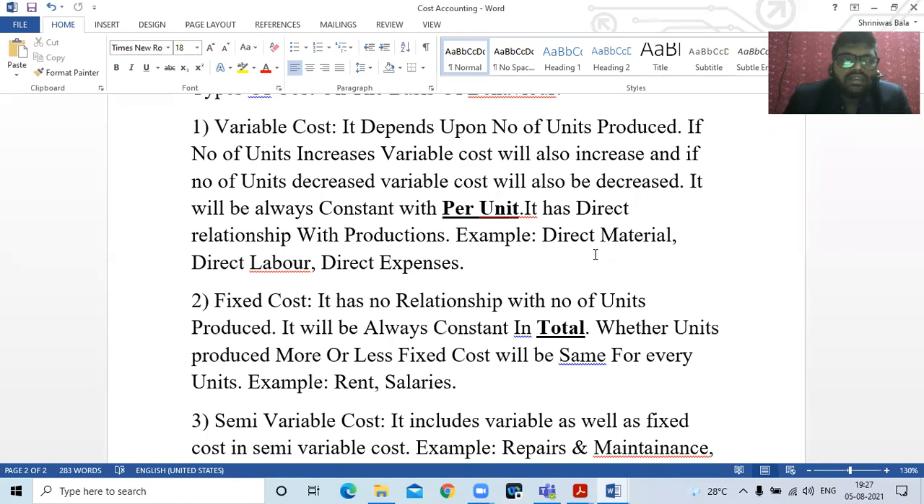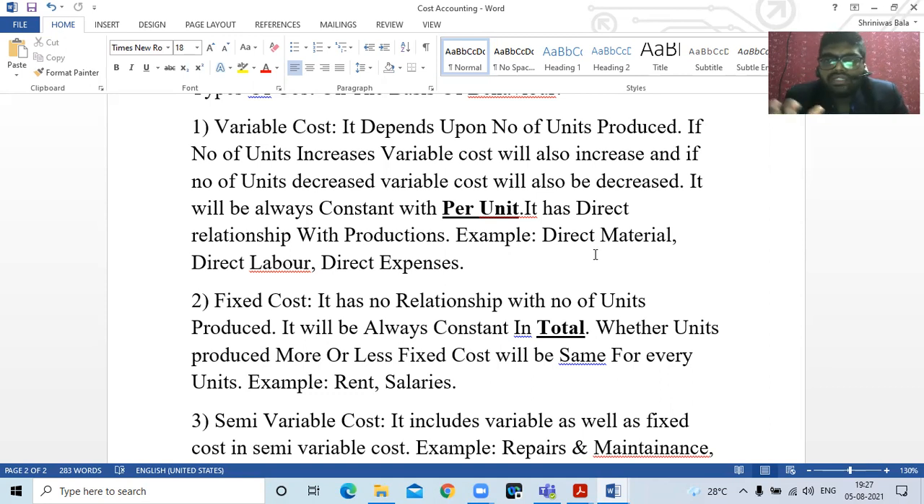₹1 lakh. In the month of September, I have manufactured 5000 units. How much rent am I going to pay? ₹1 lakh. In the month of October, I am manufacturing 10,000 units. How much rent am I going to pay? ₹1 lakh. In the month of November, I have not manufactured any units, but still, how much total rent am I going to pay? ₹1 lakh. So it is your fixed cost.